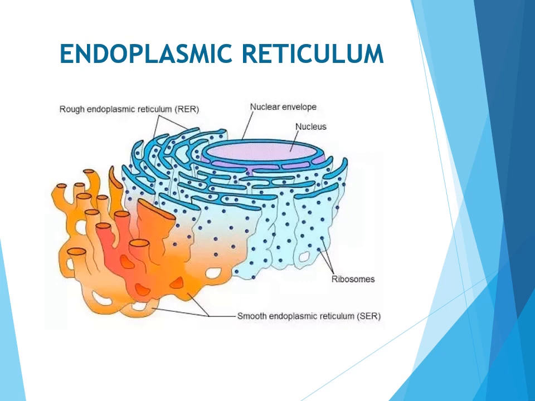Some functions are performed only by smooth endoplasmic reticulum, like manufacture of lipids. Some functions are performed only by rough endoplasmic reticulum because they contain ribosomes, so they help in synthesis of proteins.